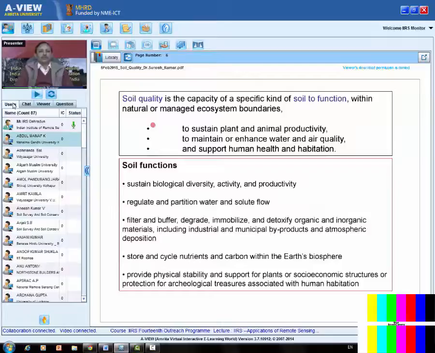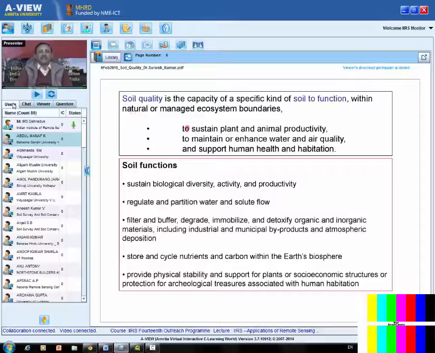So, what is soil quality? How can we define it? Soil quality is the capacity of a specific kind of soil to function within natural or managed ecosystems. Soil quality is more relevant to your managed ecosystems, meaning agriculture fields. But in natural systems also we assess soil quality, for example in forest areas and plantation areas, where natural vegetation exists. We need to study what quality is there.